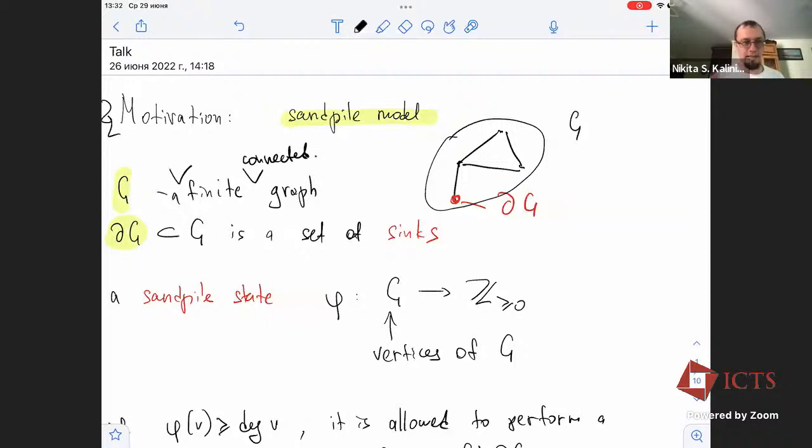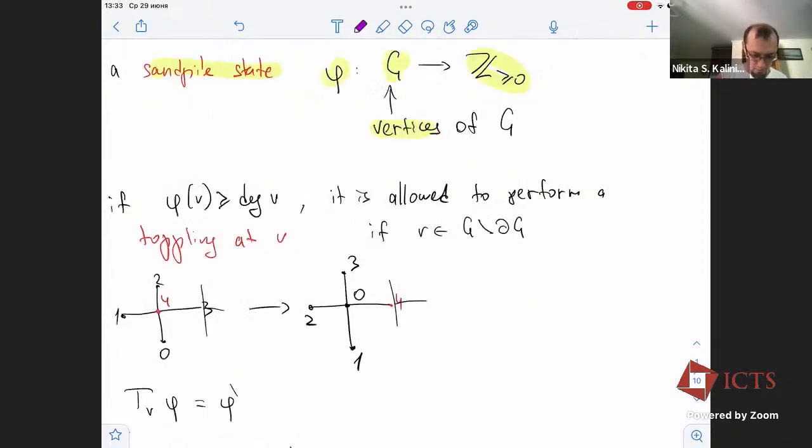Then a sandpile state is just a function phi from the vertices of G to non-negative integers. You should think of that as the number of grains of sand at each vertex. For example, here I have 5 grains, 1 grain, 2 grains, 0 grains, 7 grains, just some numbers at any vertex. And then the main operation for this sandpile model is as follows. If the number of grains at a vertex is at least the degree of the vertex, then I'm allowed to perform a toppling at V. And I allow topplings only at the internal vertices, so only if V belongs to G minus DG. I cannot perform topplings at sinks, only at non-sink vertices.